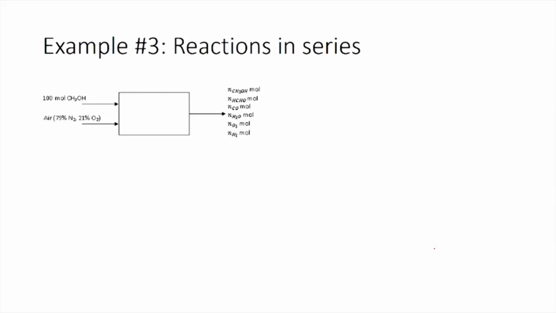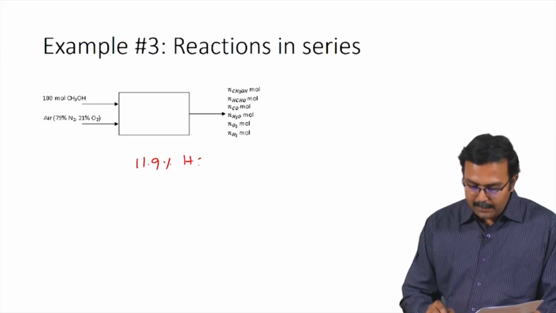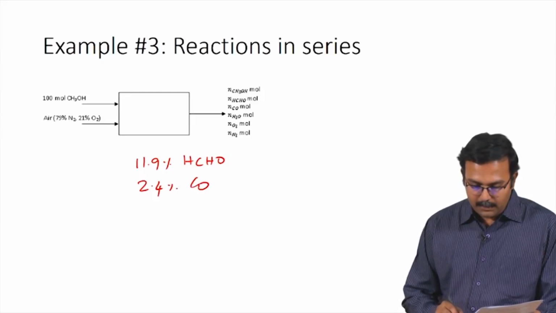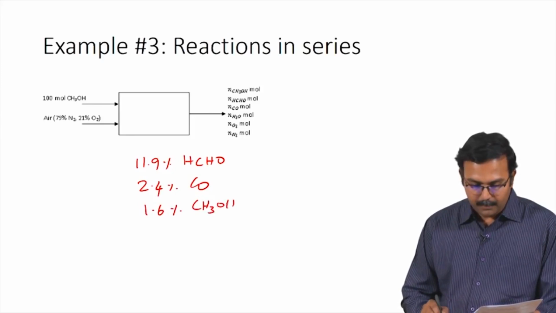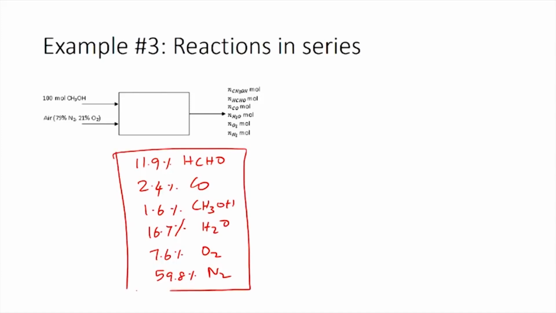So, the composition of the product stream using that would be 11.9% formaldehyde, 2.4% carbon monoxide, 1.6% methanol, 16.7% water, 7.6% oxygen and 59.8% nitrogen. So, this gives you the molar composition of the product gas which we have obtained through this process.